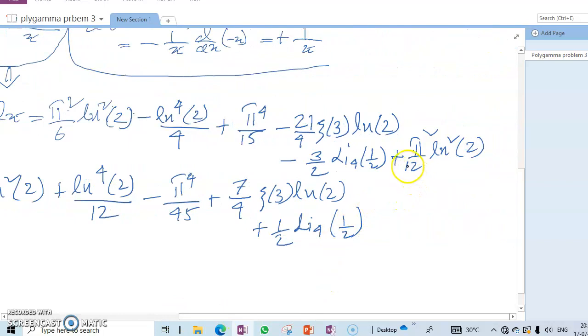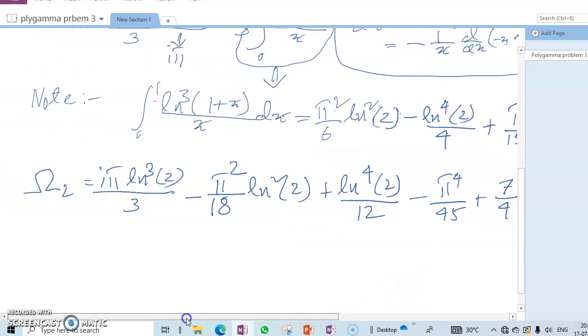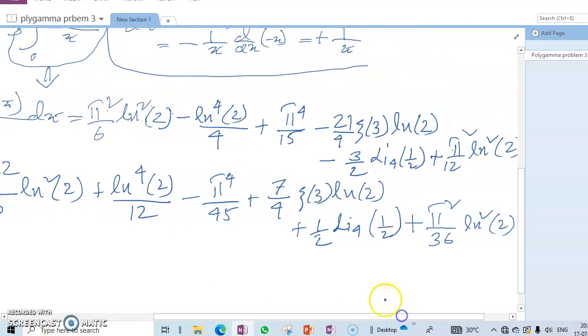Okay, in here also plus pi square divided by 36 ln square 2. So friends, just calculation needed, because pi square by 18 and pi square by 36, it is minus also.